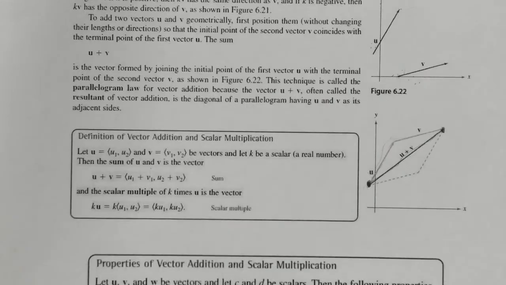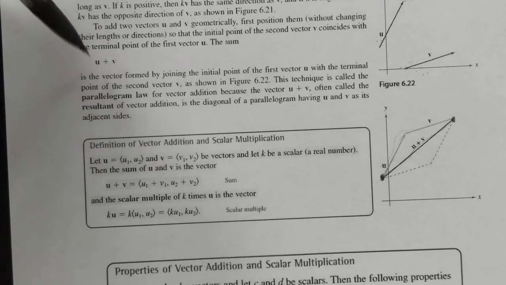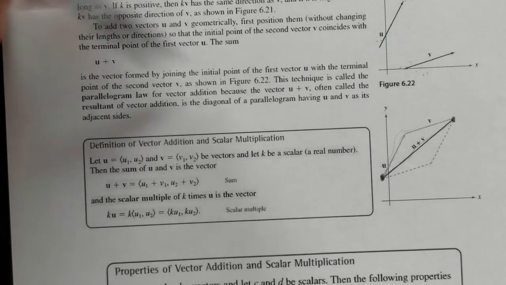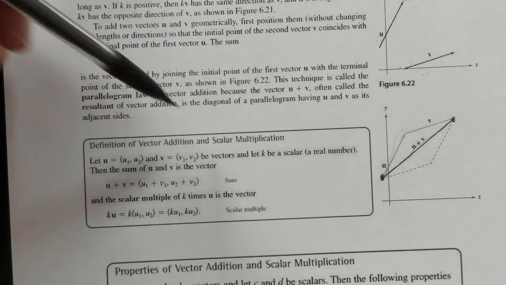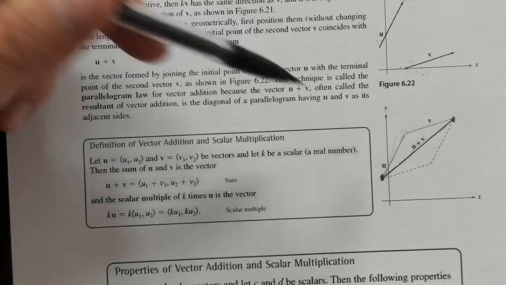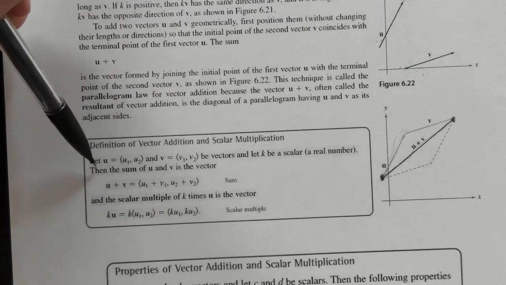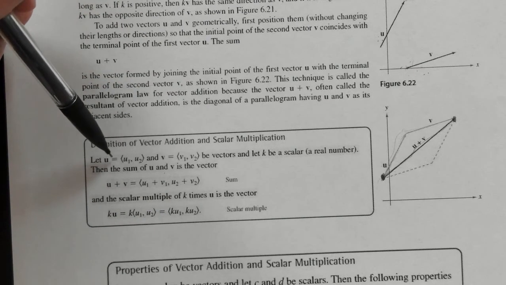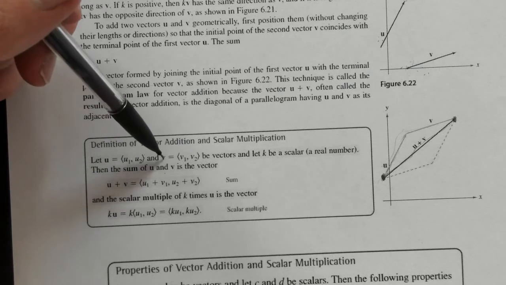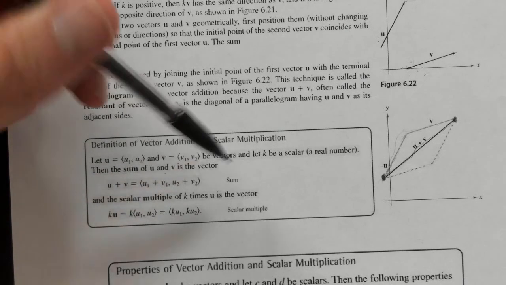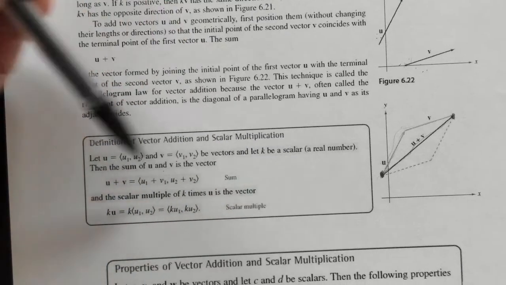And that's what this paragraph is describing. When you add them together, it's called the resultant. And so here are the definitions. If you have one vector whose component form is u1, u2, and then you've got v, v1, v2. These are vectors. Let's say k is the scalar, a real number.